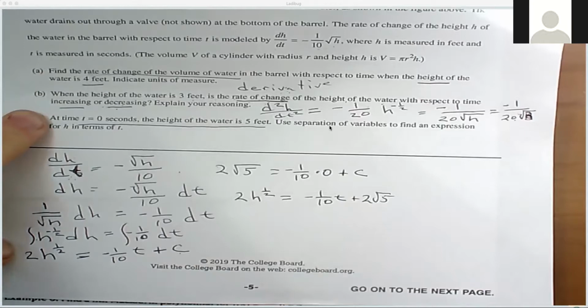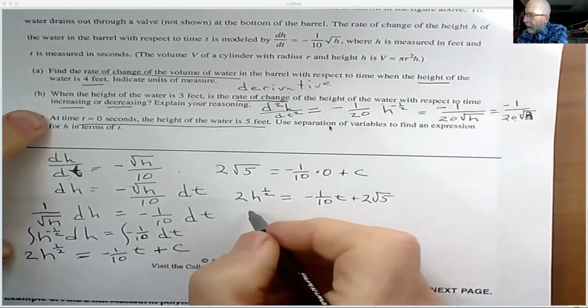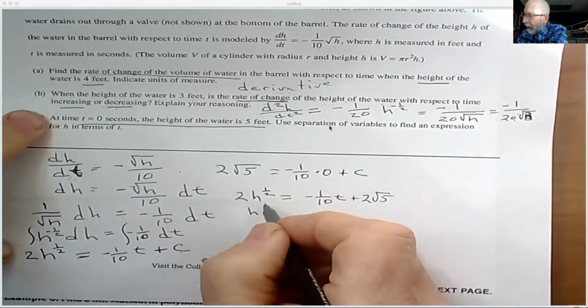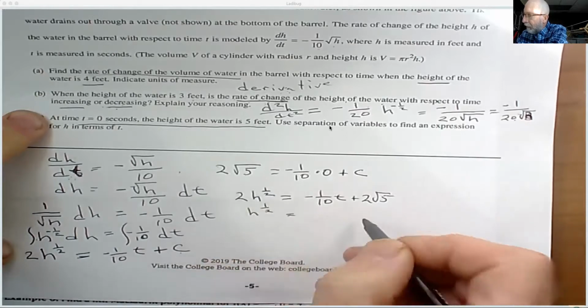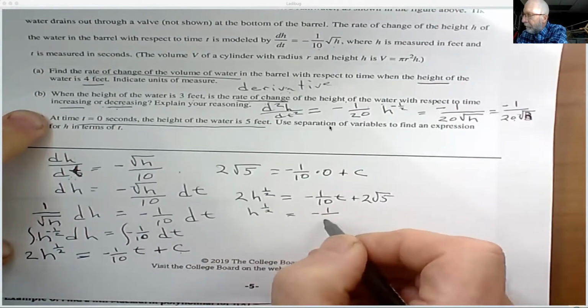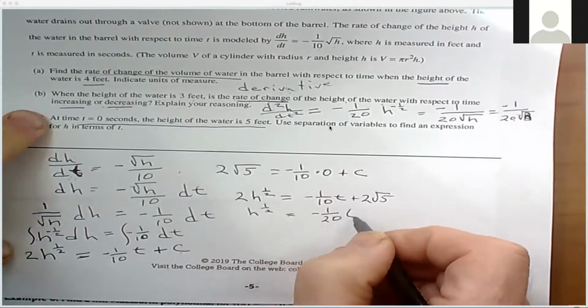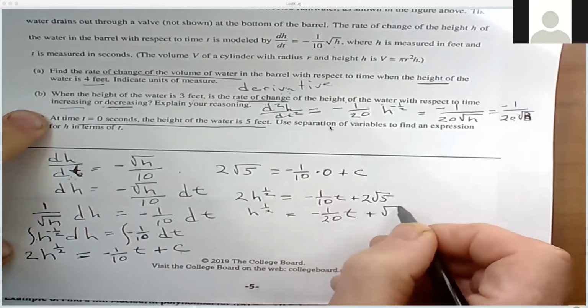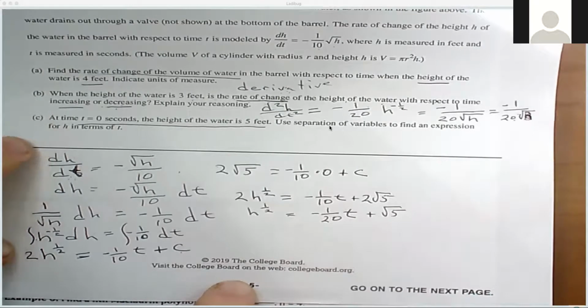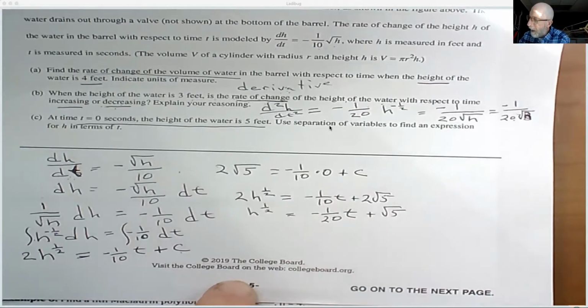Divided by 2. So I'm going to have H to the 1/2 equals a negative 1/20 plus square root of 5. Yep, because the 2's will cancel out. And half of 1/10 is 1/20, correct?